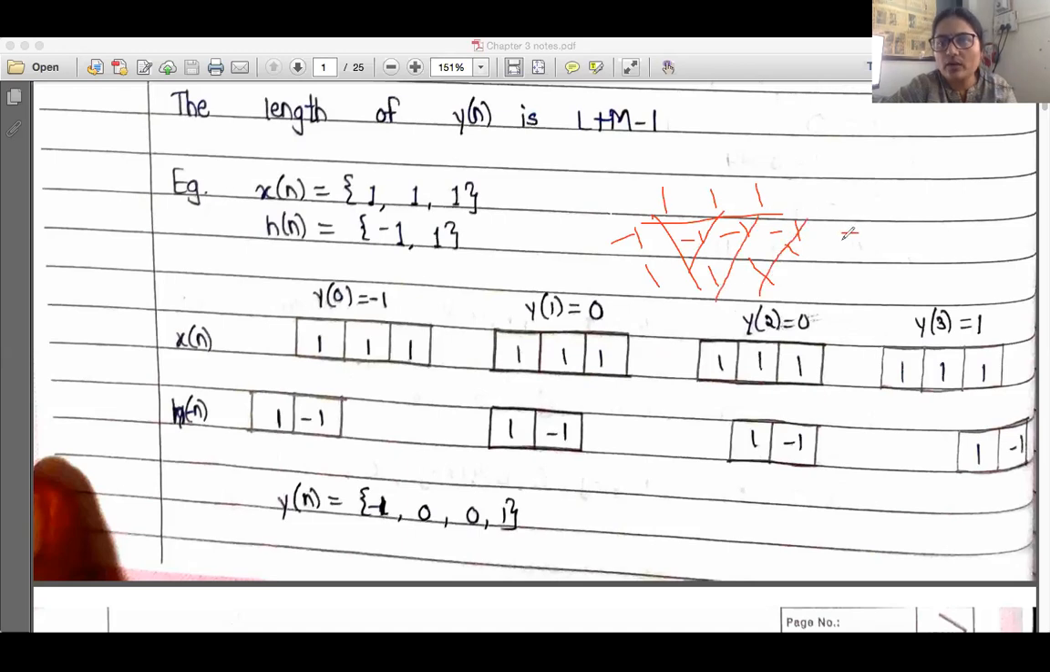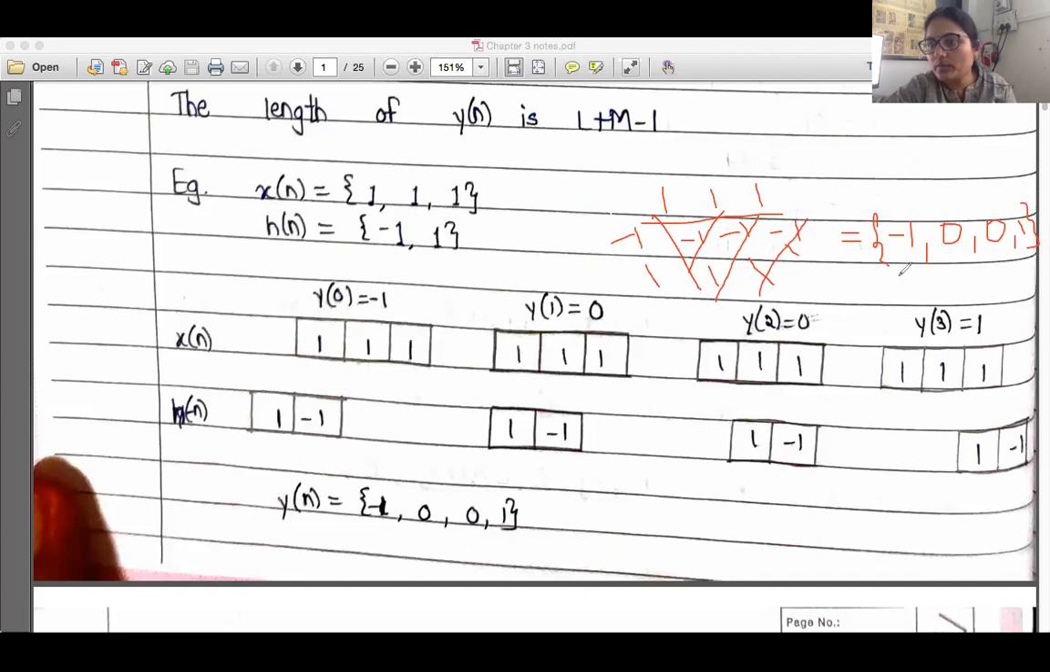So what will be the output sequence? काय होणार आहे ह्याचा output? Can you tell me? The first point is -1, followed by 1 -1. So what is the output here? We are performing linear convolution. So 1 -1, its value is 0, followed by this 1 -1. So this is again 0. And here it is 1. Output is -1 0 0 1.